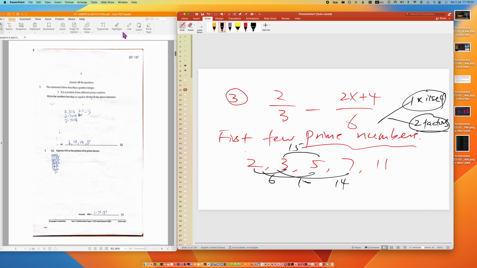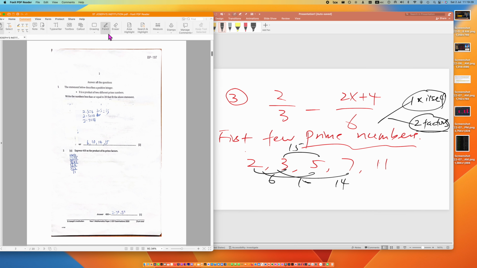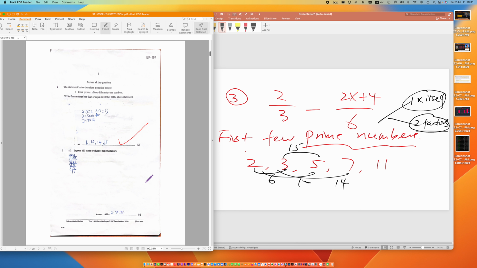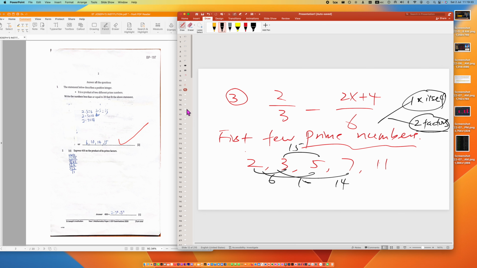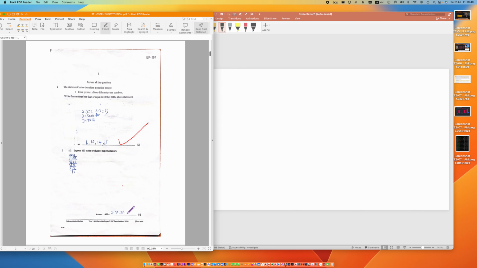Okay, so the most important thing is you need to remember the definition of prime numbers. So what is our definition of prime numbers? It has two factors. And it can only be divided by one and itself. Very good. Two factors, divisible by one and itself. Simple, short.